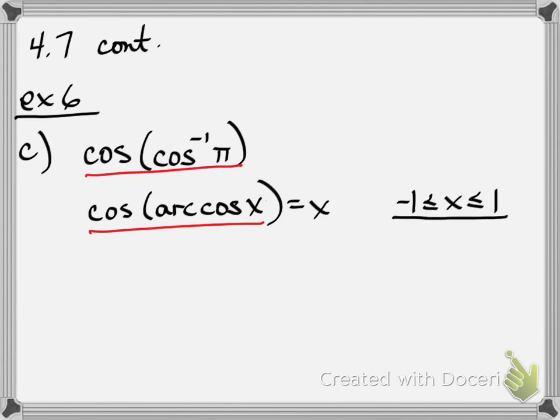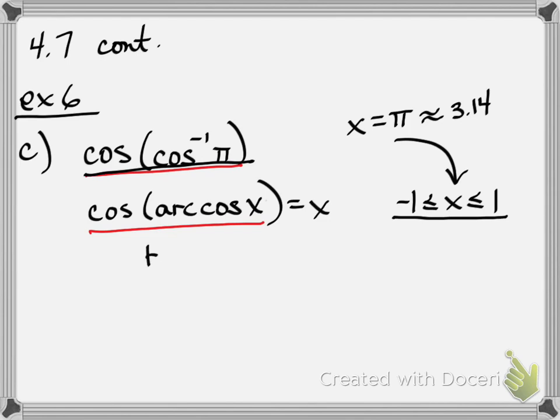That means that in our problem, x is pi. So we're going to say, is pi in this range here? Does that work for x? Is pi between -1 and 1? Well, no, pi is about 3.14 rounded. That's too big. So it's not in that range.